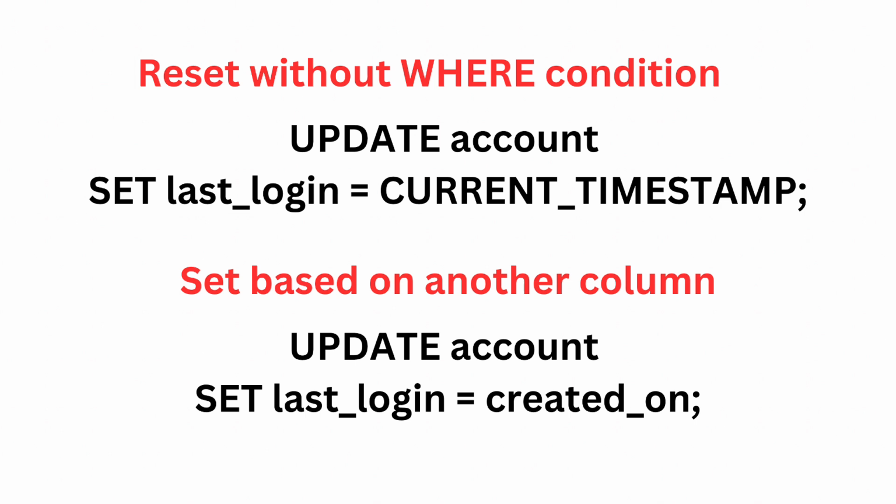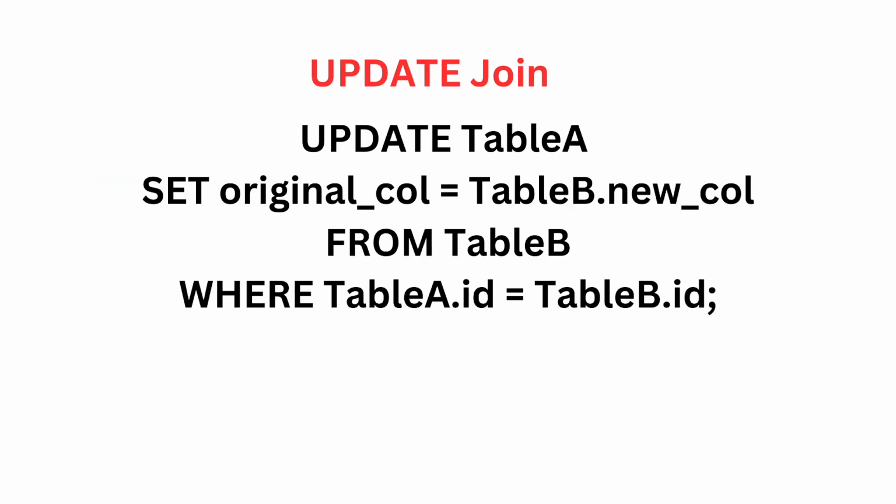I could also set everything based off another column. So we also have the created_on column. I could just say update account, set all the values in last_login equal to created_on. I could then also add in a where condition on top of this. We could also use another table's values. This is sometimes known as an update join, even though it doesn't use the join keyword.